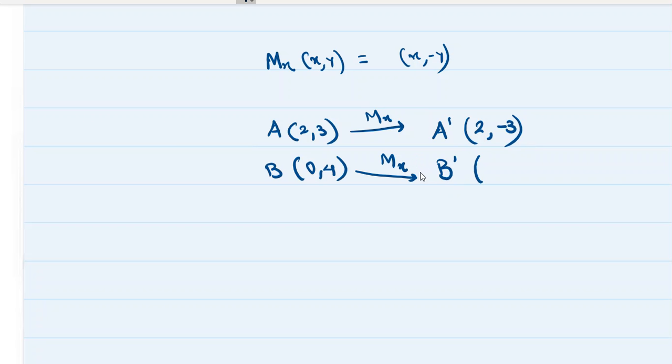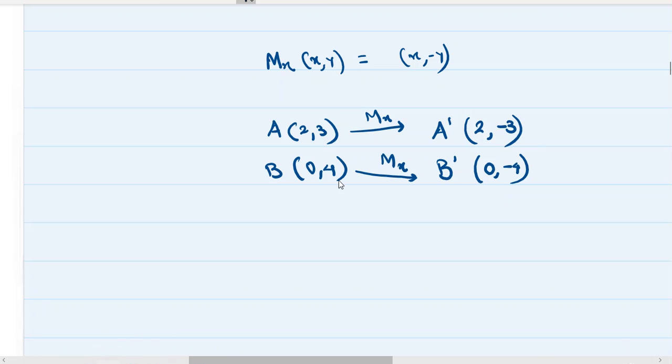So B dash, the image of point B, x coordinate will remain as it is, that is 0, but y coordinate, which is 4, will become minus 4. Okay, so directly applying the formula saves the hassle of visualization of where the point is and where its reflection will be and what will be the coordinates of the reflection. But if you can imagine and if you can figure out the answer, nothing like that. Okay, but without imagination also, by directly using the formula, you can get through many answers.